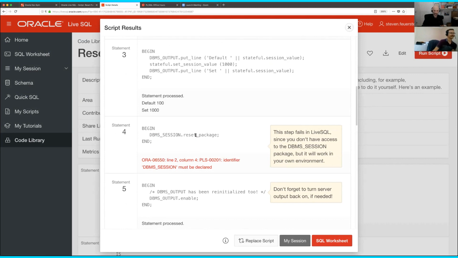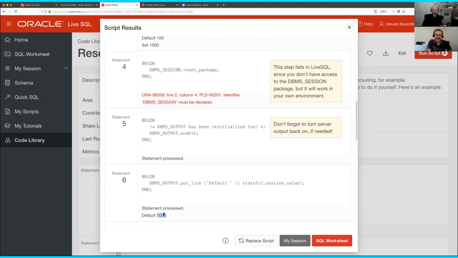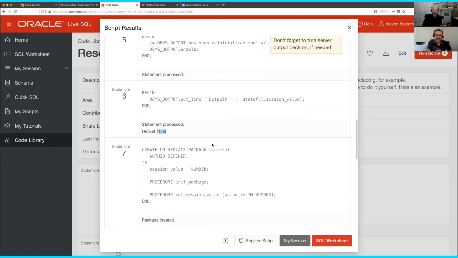So it looks to me like, oh, I'm sorry. DBMS session reset package didn't happen. It didn't reset the package state. So it's still 1,000. It's not the default. So that's what's going on there. If you run this in your own instance, then you'll see it show up as 100.